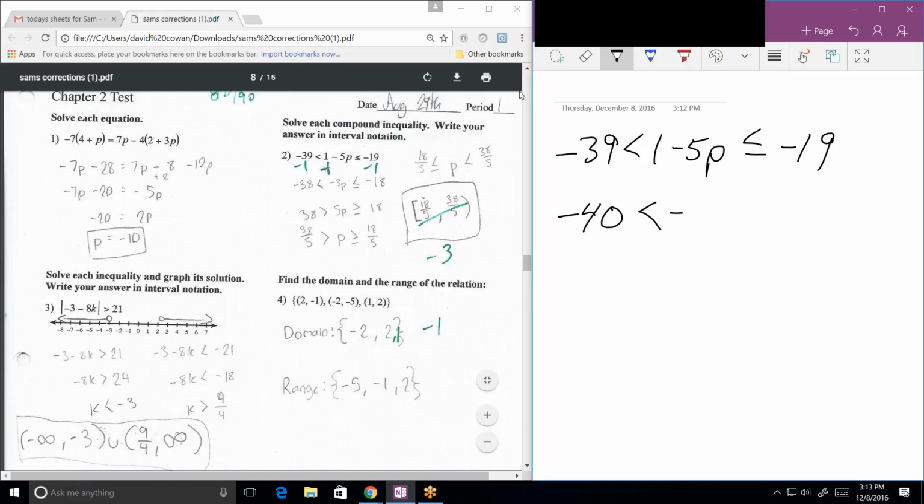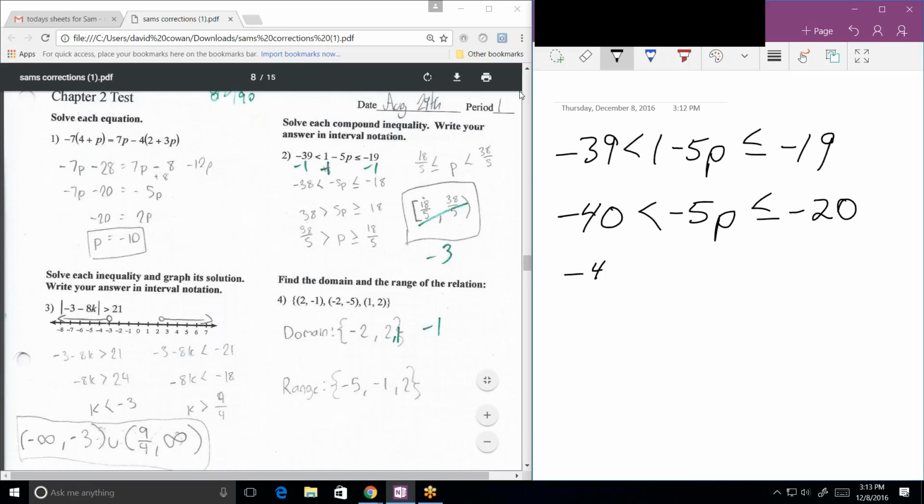Make sure you follow what I'm doing. Got it. Okay? Now I have to divide both sides by -5 in order to get rid of the -5. And when I divide by a negative number on inequalities, I have to turn the sign around.